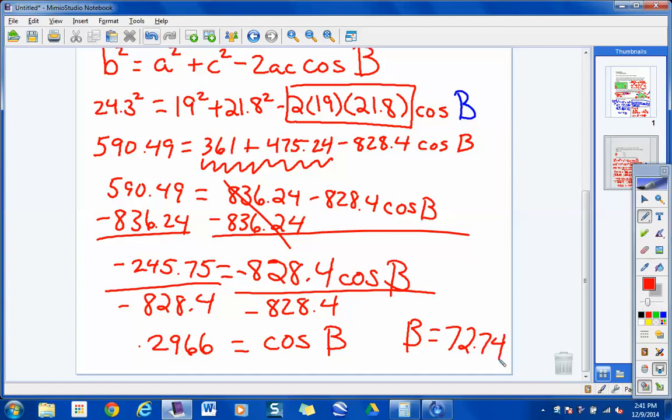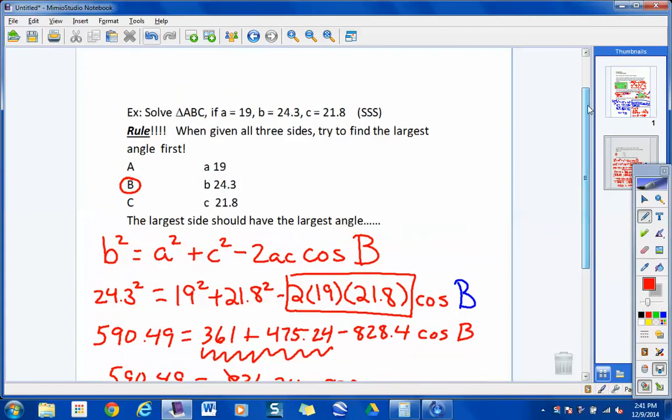Guys, there's a lot of number crunching going on here, isn't there? Lots of number crunching going on. So I'm going to run back to the top here. Wow, there's a ton of work there. What did we say angle B was? 72.74.